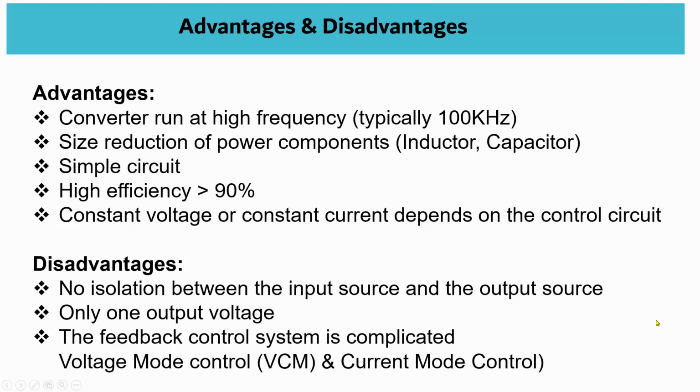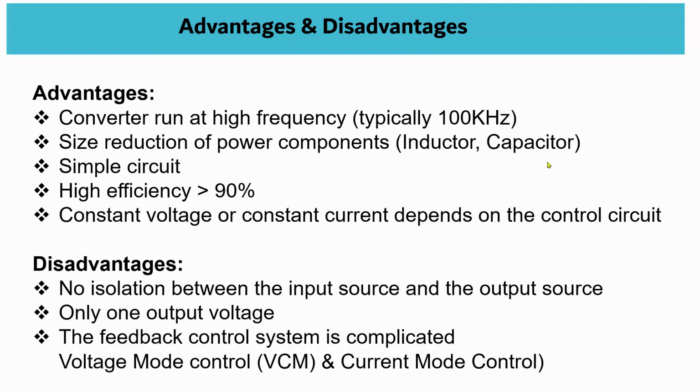Here are some of the advantages and disadvantages of the buck converter. For advantages, the converter can run at high frequency. Normally 100 kHz is one of the best options, but you can start out at a low frequency, 10 kHz or 20 kHz. The higher the frequency, the smaller the size of the power components. In this case, the inductor and capacitor size.